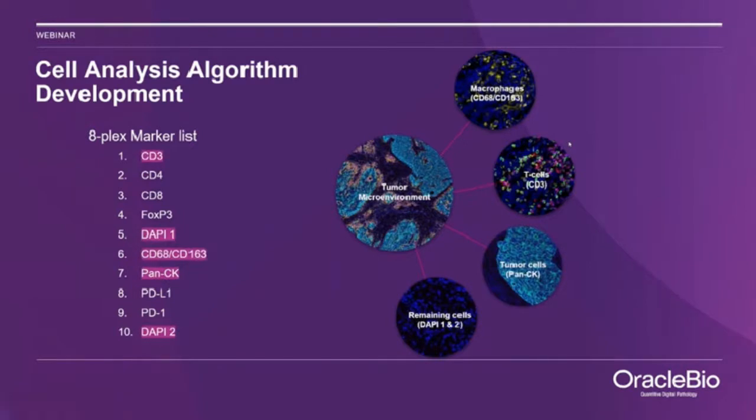And as a starting point, what we can do is look at the 8-plex list, and we can see that actually we have markers for each of these different cell lineages. So for macrophages, we have CD68, CD163. For T cells, we have CD3. For tumor cells, we have pancytokeratin. And for the remaining cells, we have the DAPI markers.